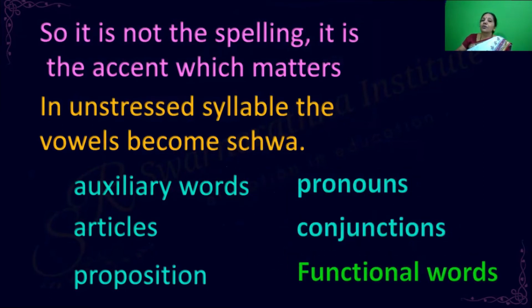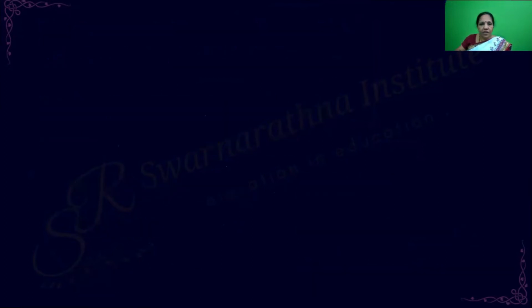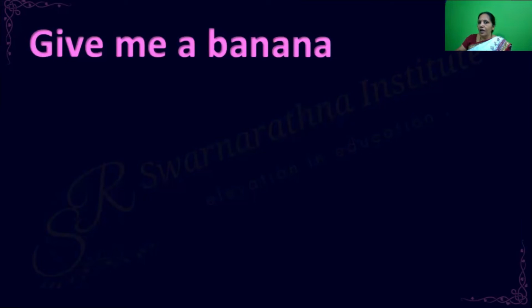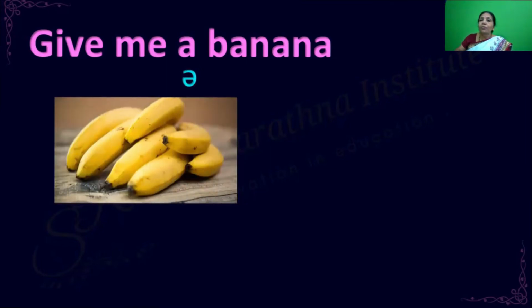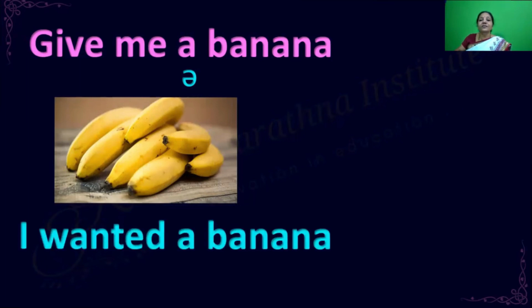Let's consider. Now, if I ask you to give me a banana, here the A is the article which is becoming Schwa. Give me a banana. Suppose you are very generous and you gave me so many bananas, but I wanted only one. So now I am insisting and saying, I wanted a banana. So here the article becomes "ay". So when you stress even the article, then it may not become Schwa. If you stress, it will be the normal sound. If you don't give stress or accent, then it gets reduced to schwa.